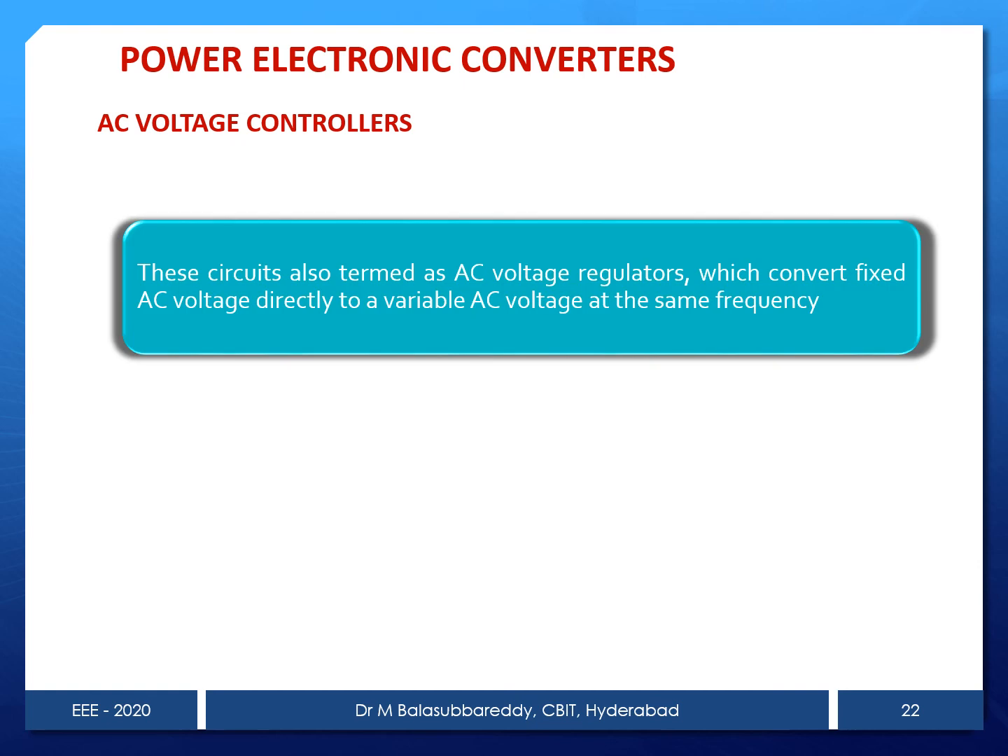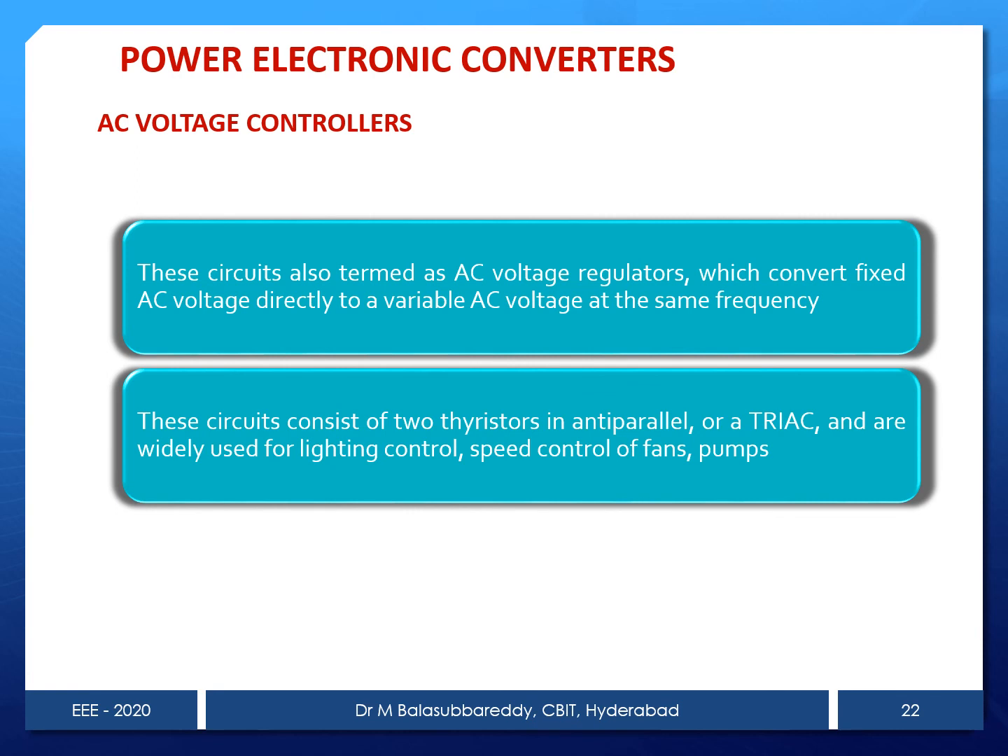And then AC voltage controllers. What is the function of an AC voltage controller? It converts fixed AC to variable AC with constant frequency. That is the main important thing: the frequency will not change. This circuit consists of thyristors in anti-parallel, or you can replace them with a triac, where only one device is used. Either anti-parallel thyristors or a triac, both are the same, but whenever the load is a high rating application, we use anti-parallel thyristors.